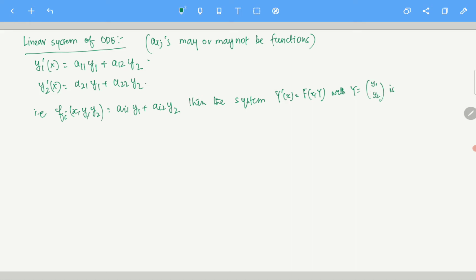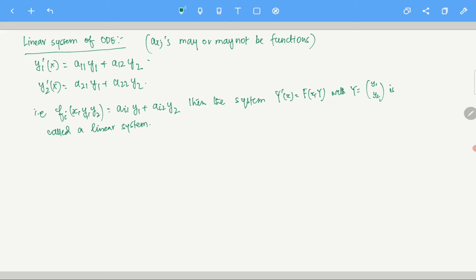Then this system is called a linear system. Clear? Then this is called a linear system. Okay, now let's look at some properties of linear system.